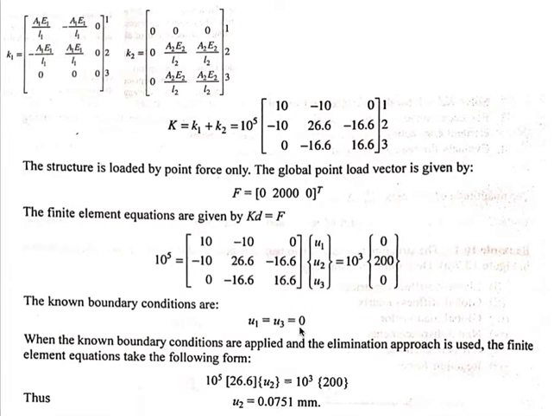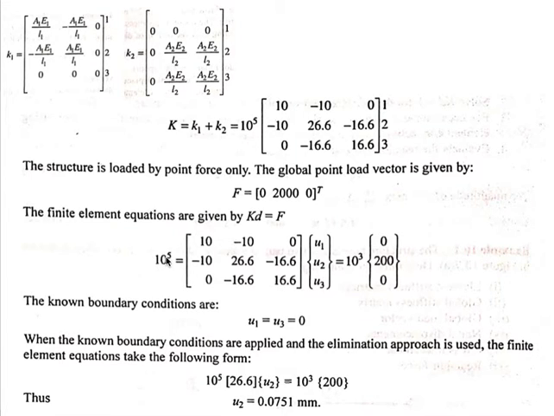Here u1 and u3 are 0, and when the known boundary conditions are applied and the elimination approach is used, u1 and u3 should be eliminated.